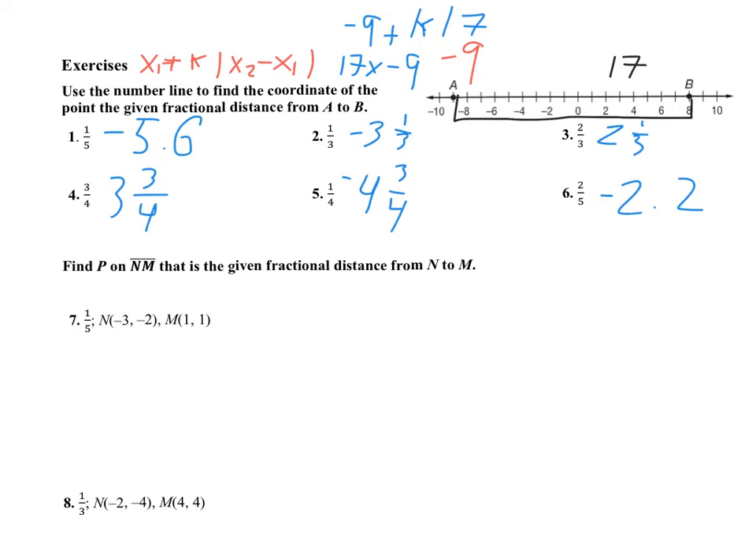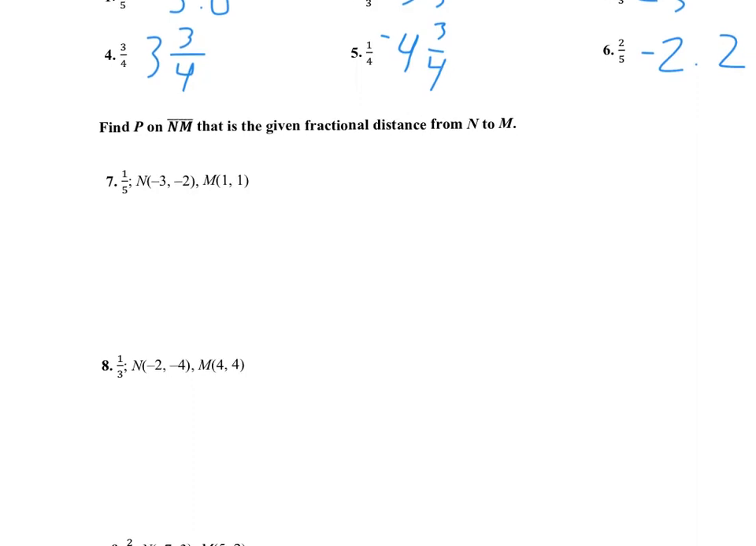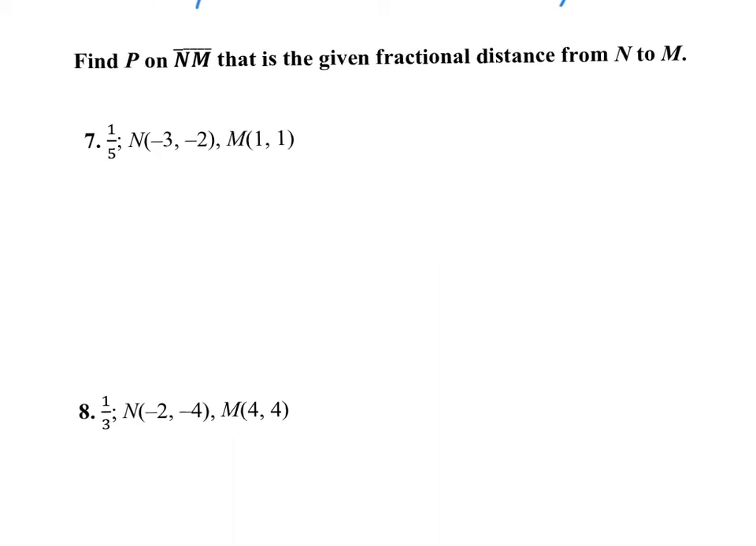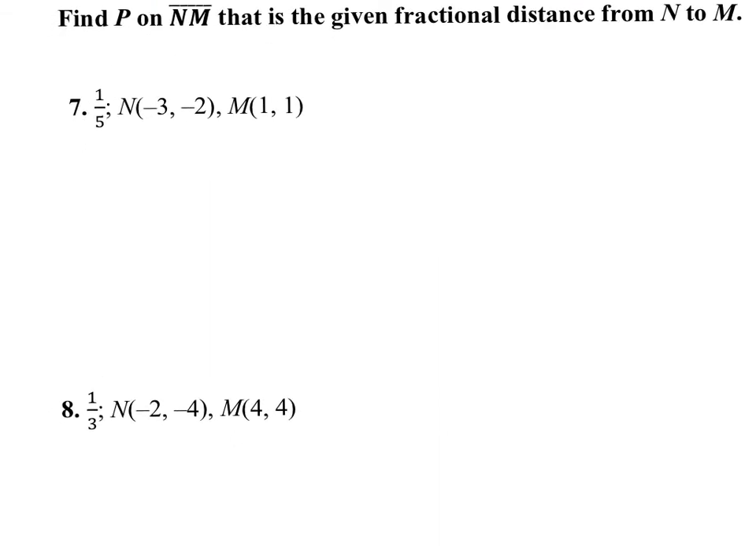All right. Now let's take a look at the distance problem: find P on line NM, that is the given fractional distance from N to M. There's not really a shortcut here, folks. We're going to have to show all the work and do all the equations and changes. So once more, I'm going to pause real quick, write things out, and then I'll explain it.